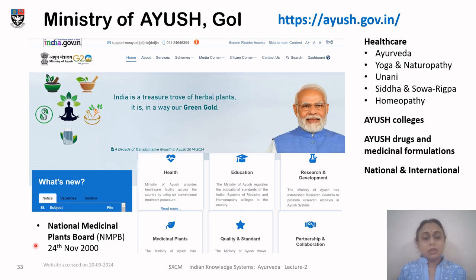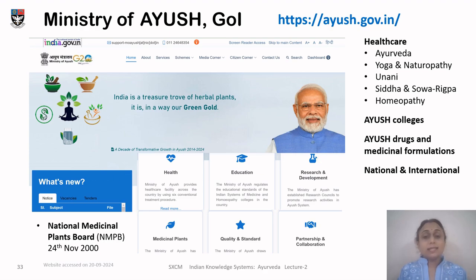In the year 2000, the ministry set up the National Medicinal Plants Board, or the NMPB, whose mandate is to look into the conservation, the cultivation, the trade, and the export of medicinal plants that are grown in India.